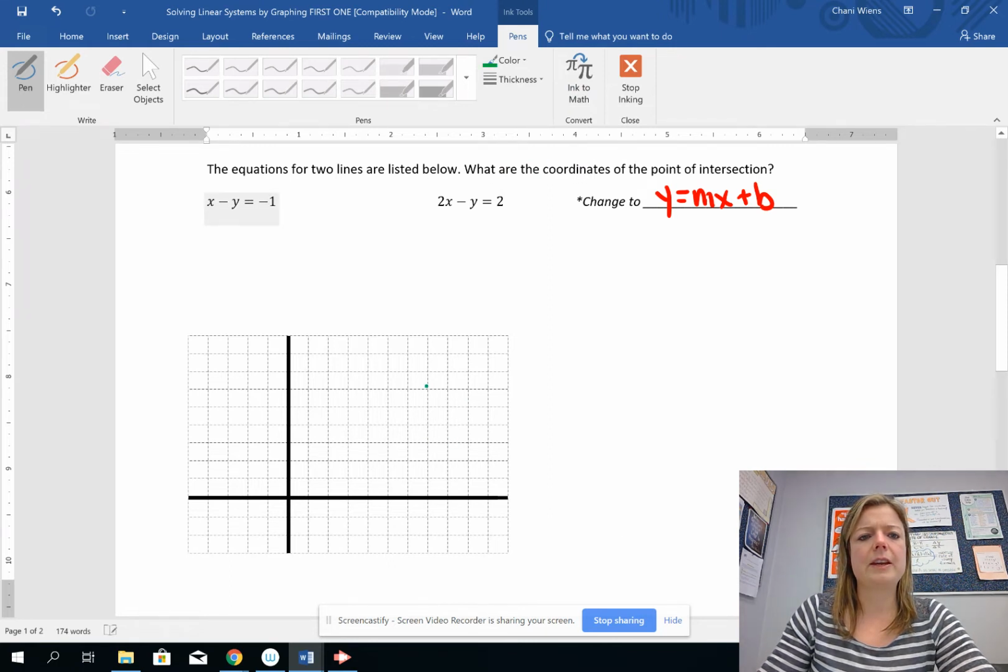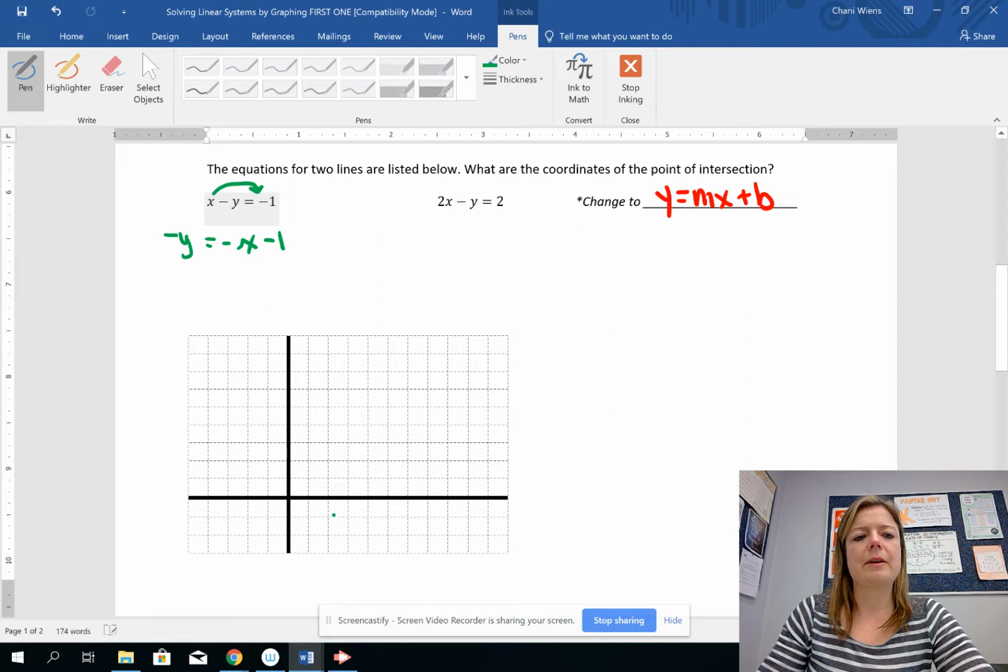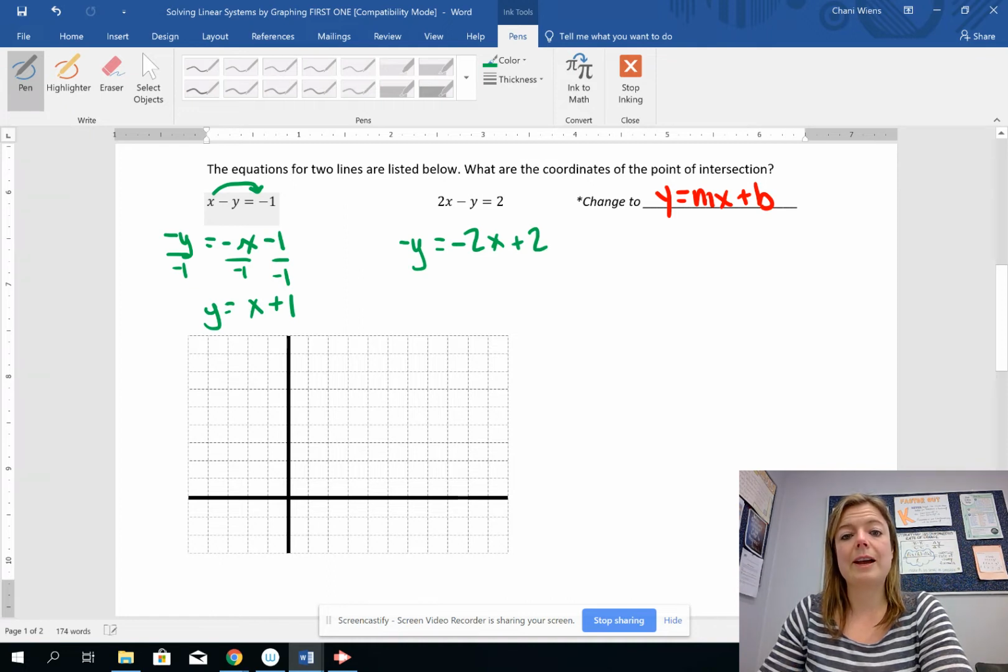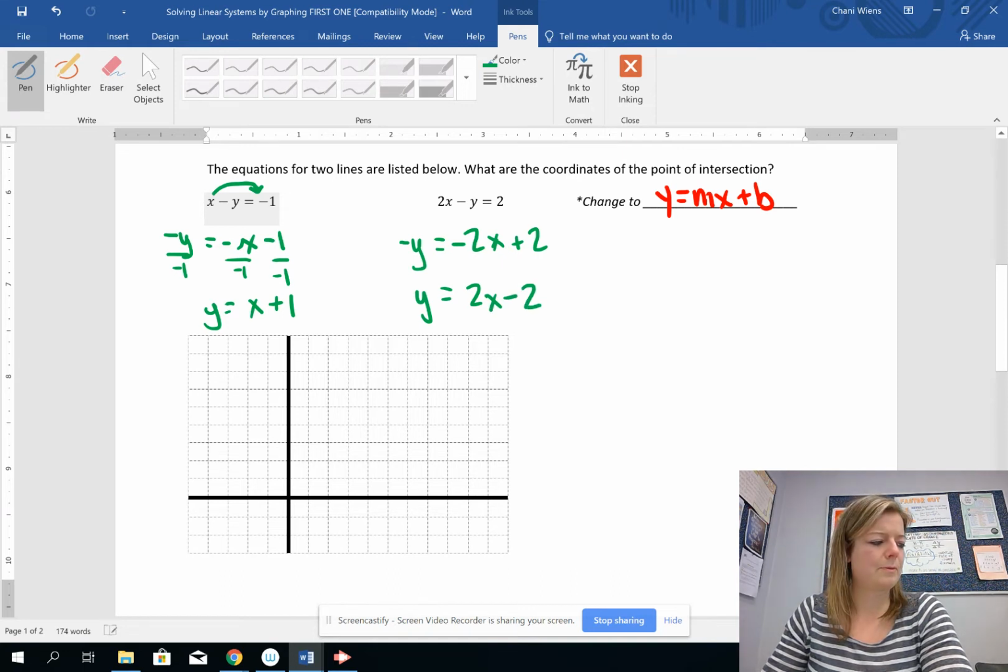So if I move the x over, I get -y equals -x minus 1. And then I want to divide everything by -1 so that y is alone. So then I get y equals x plus 1. Okay, so for this one, I again move the 2x over. I would have negative y equals negative 2x plus 2. Divide everything by negative 1, and you have y equals 2x minus 2.